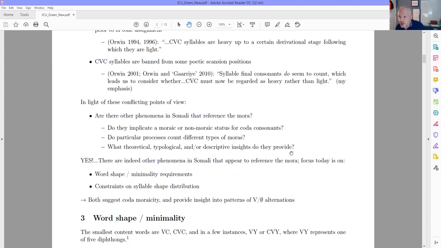Well, to cut to the chase, yes, there are indeed other phenomena in Somali that appear to reference the mora. And today I'm going to focus on word shape and minimality requirements, as well as constraints on syllable shape distribution. Both of these, I'm going to argue, suggest coda moraicity, and they also provide some insight into vowel zero alternations, which if we have time, I can talk about a bit.